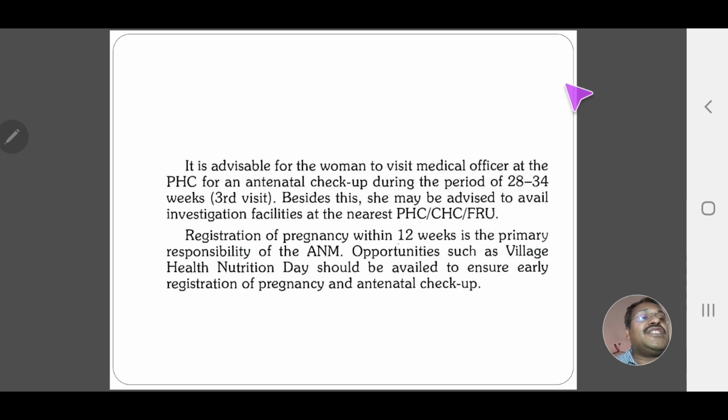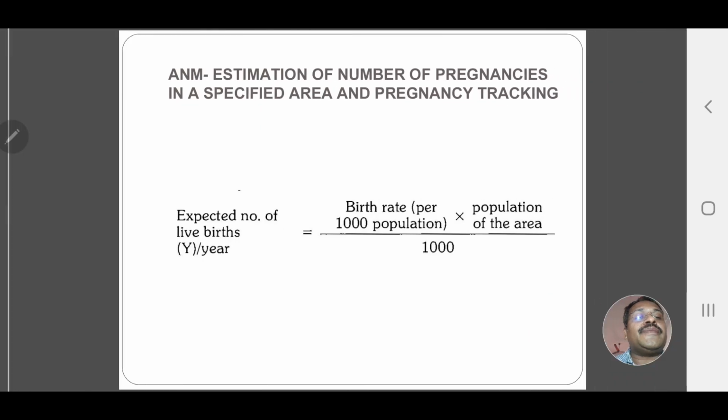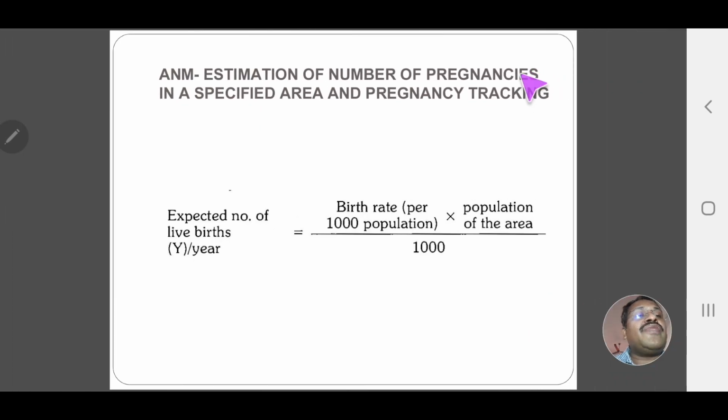Registration of pregnancy should be done within 12 weeks. That is the prime responsibility of the auxiliary nurse midwife in that village area. Opportunities such as village health and nutrition day should be availed to ensure the early registration of pregnancy. So it's very, very important. And antenatal checkup is very, very important because if you detect the problems early, we will be able to give solutions early. So how will the ANM estimate the number of pregnancies in her area?